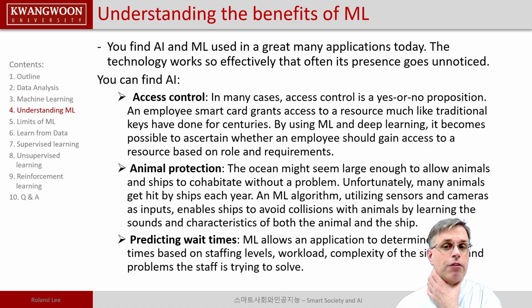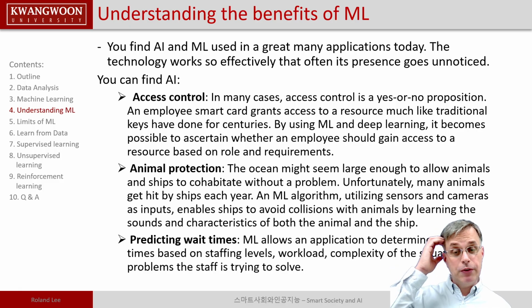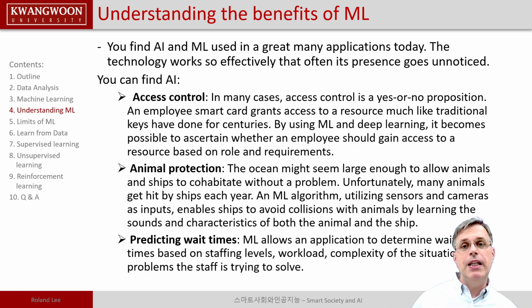By using machine learning and deep learning, it becomes possible to ascertain whether an employee should gain access to a certain resource based on role and requirements. For example, based on attribute-based access control, so ABAC, powered by a deep learning algorithm, an employee can gain access to a training room when the training reflects the employee's role and needs.